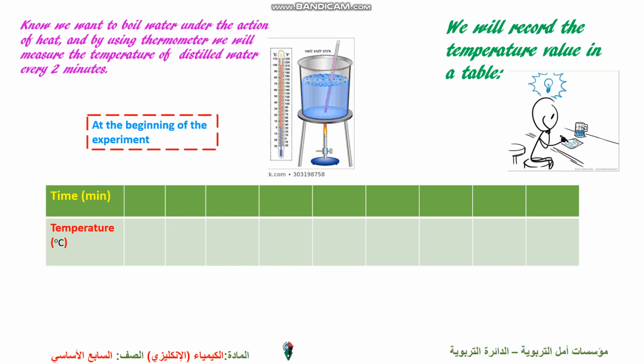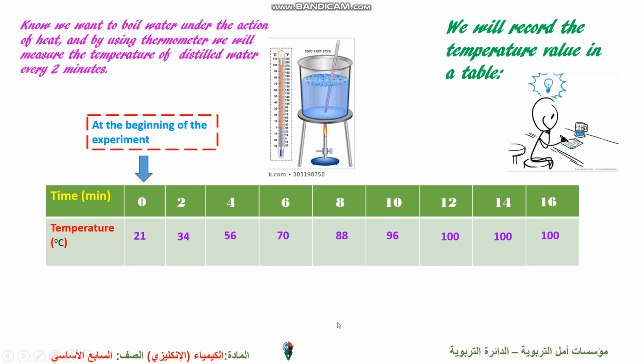At the beginning of the experiment, when we start heating, we take it as time 0. The temperature was 21, and after 2 minutes of heating, the temperature increased to 34, and after 4 minutes it became 56, then 70, then 88, then 96, and then 100, and it's still 100. We notice that it starts boiling, changing from liquid into gas, when the temperature becomes 100 degrees Celsius.